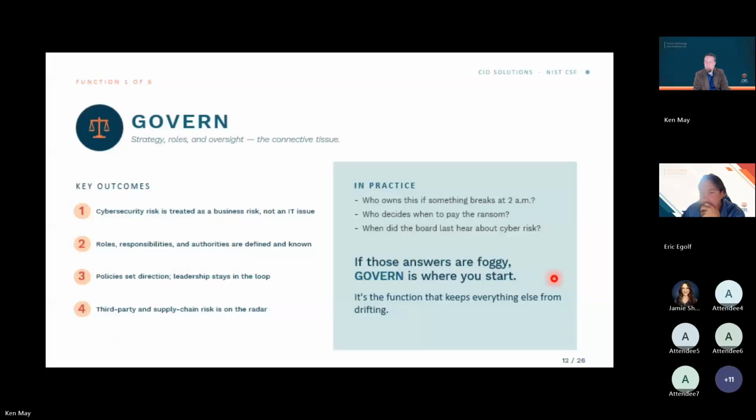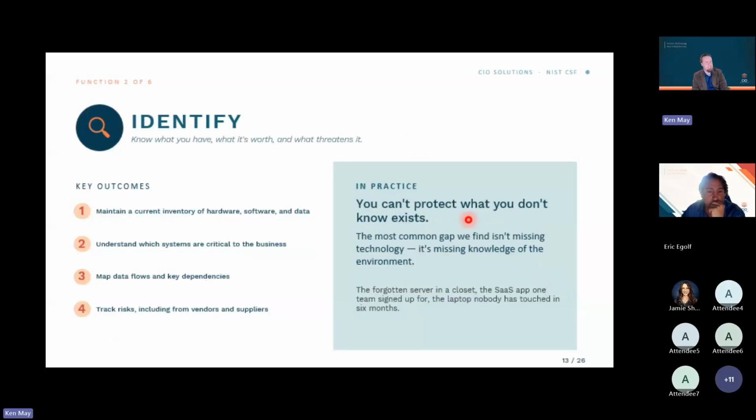All right. The next section is identify. We want to make sure that we know what we have, what it's worth, what threatens it, what sort of an impact it could potentially have on the business. We have to maintain an inventory of all the different hardware, software, data, permissions, all that kind of stuff. Because if we don't have that documented, there's no way we're going to be able to protect it, right? You can't protect what you don't know exists.